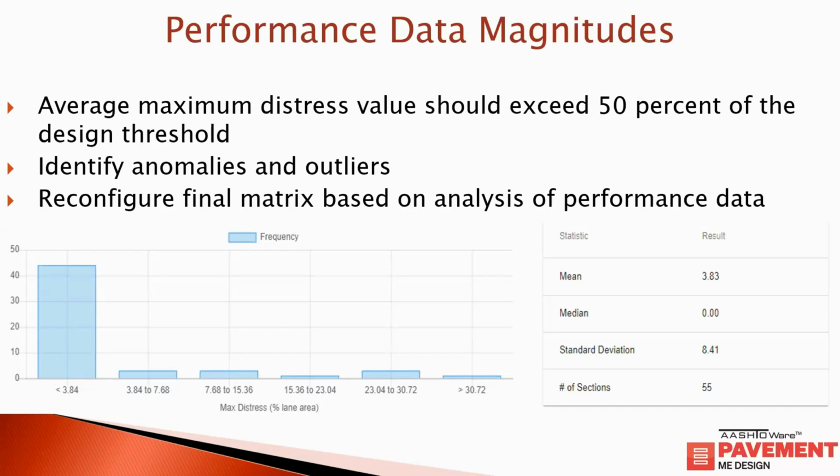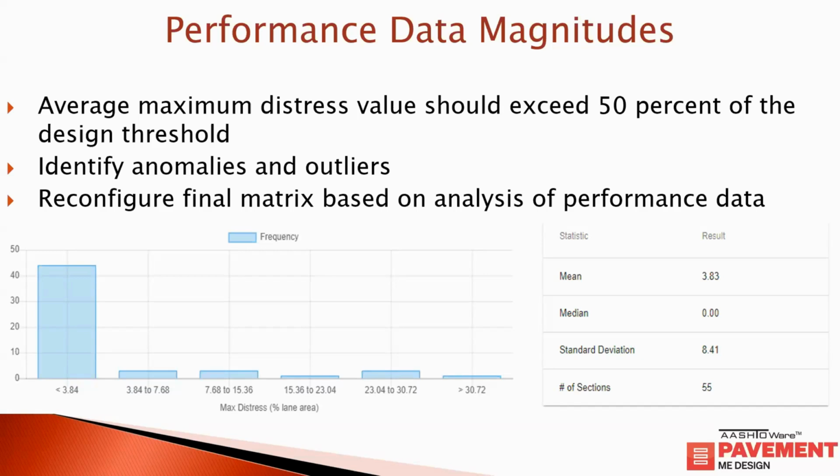So you may not meet the minimum for the distress threshold. You may not meet the minimum for the average age. So what do you do in that case? I would still recommend going through with the verification and the calibration. You have to have a starting point somewhere.